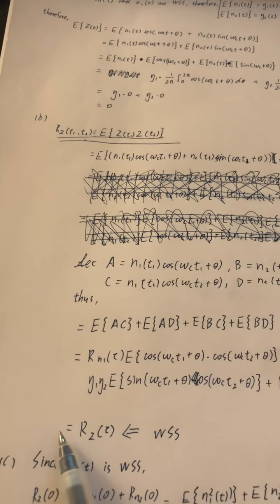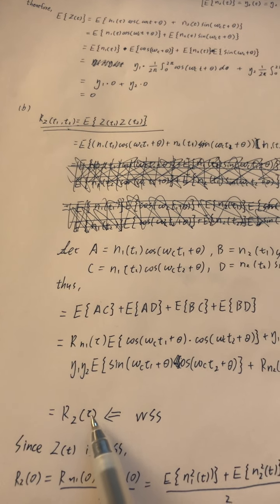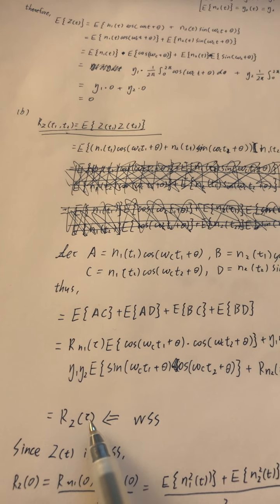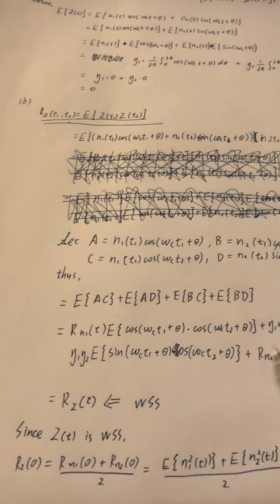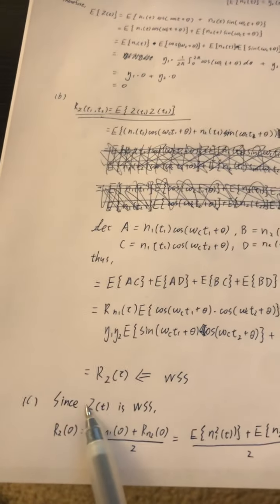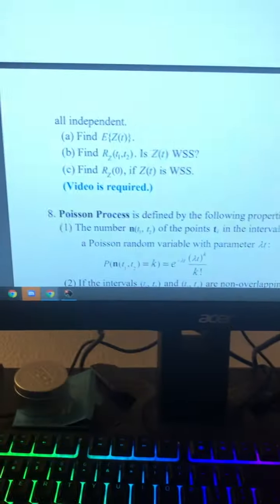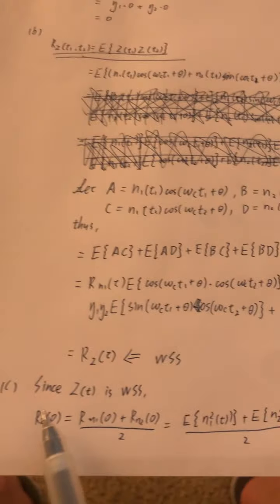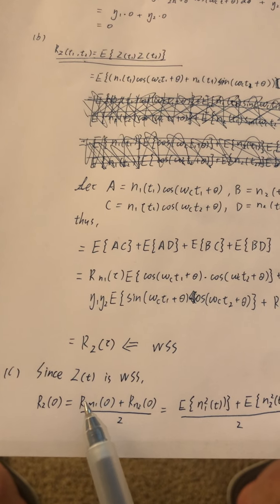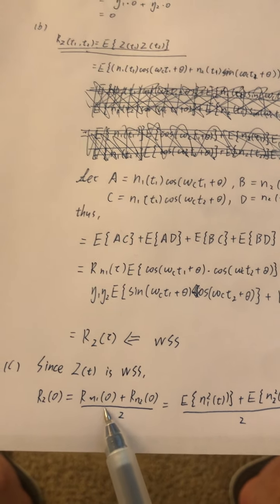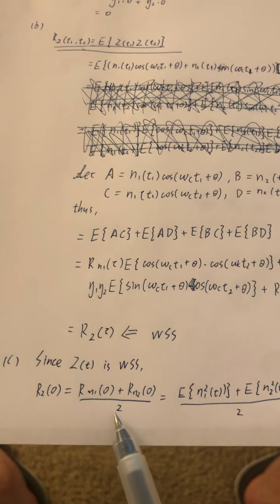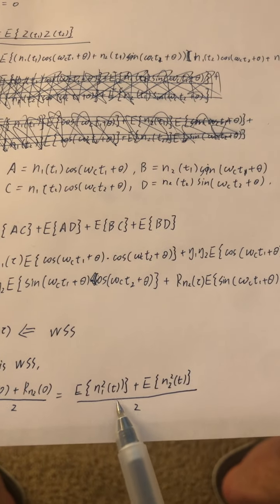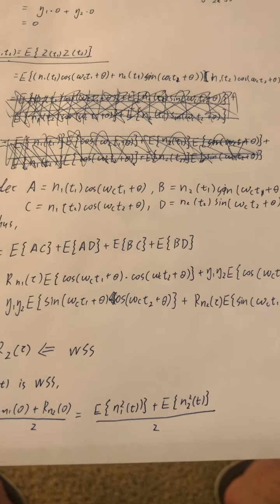And then we can get the result R_Z(τ), which is WSS. And then since Z(t) is WSS, for question 3 we need to find R_Z(0). Therefore, R_Z(0) is this one. It can be written into this one over 2, which can be turned into this form over 2. And that's the answer. Thank you.